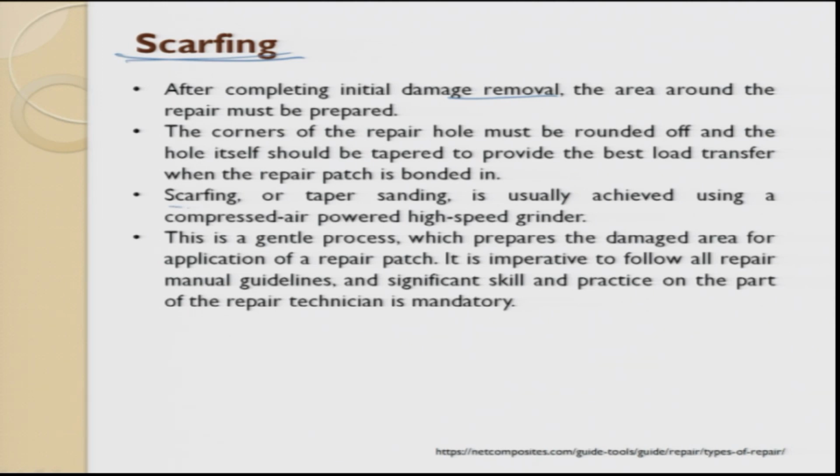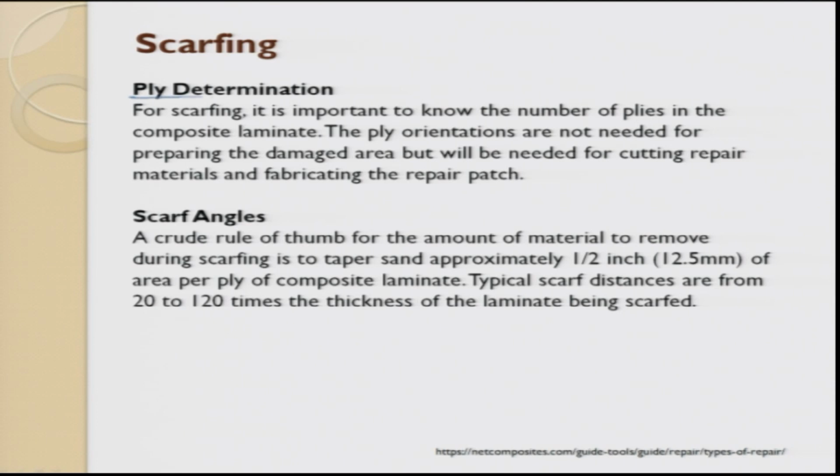The scarfing or taper sanding is usually achieved by compressed air powered high speed grinder. So we prepare the area by trimming it such that we can have a proper patching. So here the ply determination and the scarf angle determination are two important parameters such that you get a proper scarfing. So it is important to know the number of plies in the composite laminate. The ply orientations are not needed for preparing the damaged area, but will be needed for cutting repair material and fabricating the repair patches.